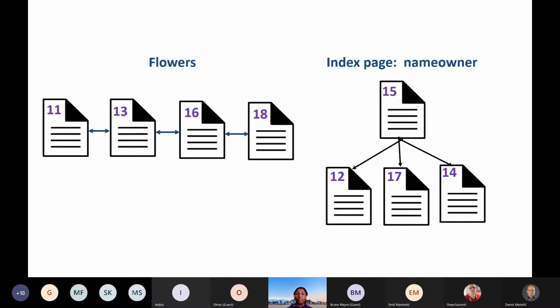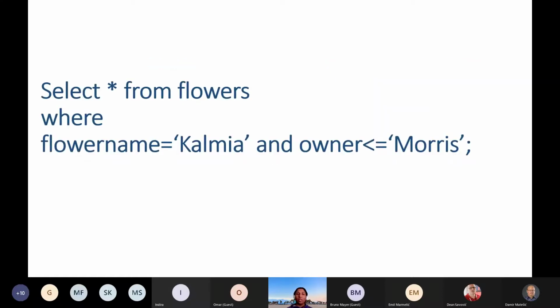And now this is how our index pages and data pages look. Data pages, we do have 4 pages: 11, 13, 16 and 18, and index pages, we do have 4 pages. Now let's go ahead and see how SQL Server will process this query. Select star from flowers where flower name is Kalmia and owner is less than or equal to Morris.